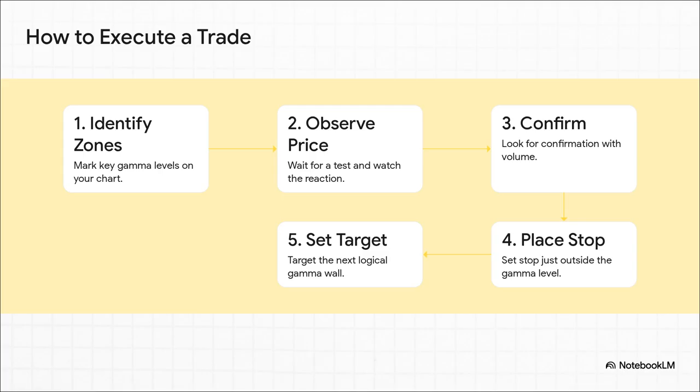Do you see a big spike in volume as it bounces? That's your signal. Fourth, you place your stop. The logical spot is just outside that gamma level to protect yourself if the zone breaks. And fifth, you set your target at the next logical gamma wall. It's a disciplined, repeatable process.